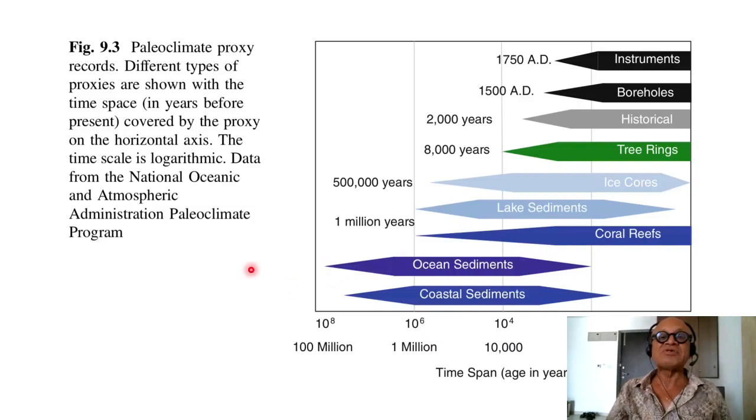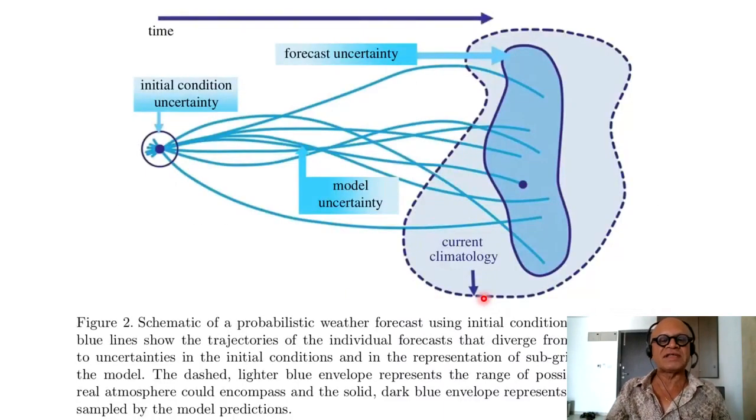The time resolution of these samples can be very different. Tree rings and corals can have seasonal or even monthly signatures, whereas ocean and coastal sediments can have a time resolution of only tens of years or less. So those are the kinds of things one has to worry about.